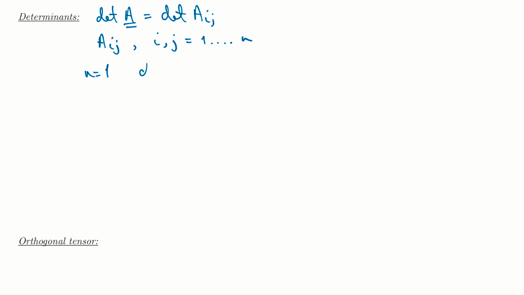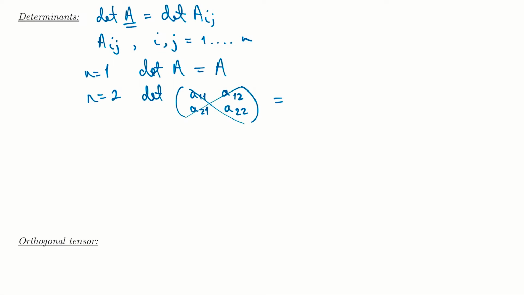Okay, let's do determinants. So we write the determinant very similarly in vector and index notation. Okay, now depending on how many dimensions we have or how far we span our indices, we could write that i and j can go from 1 to n, let's say. For n equals 1, we have the determinant of A is just equal to A. For n equals 2, let's do it out here so that it's clear to see. So the determinant equals like this minus this. If you remember, it is A11 A22 minus A12 A21.